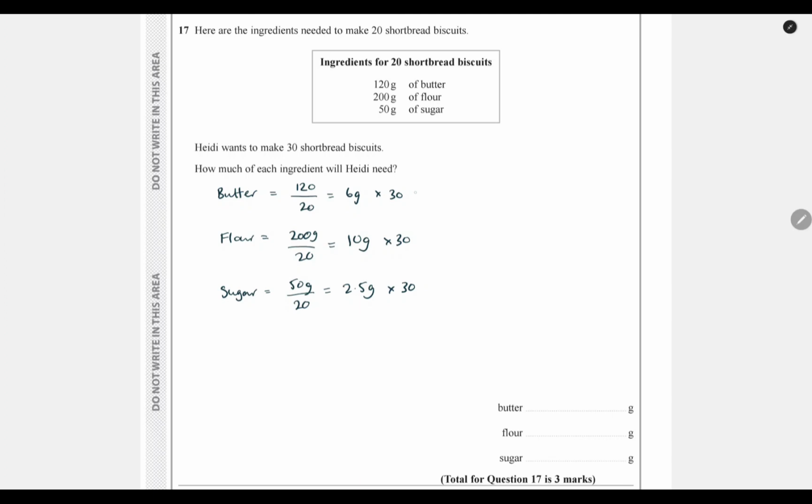So 6 times 30 is 180 grams. 10 times 30 is 300 grams. And 2.5 times 30 is 75 grams. So we need 180 grams of butter, 300 grams of flour, and 75 grams of sugar.